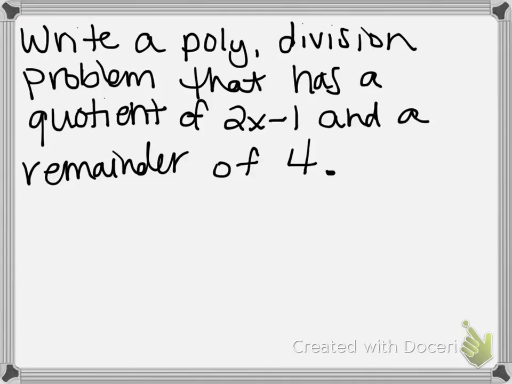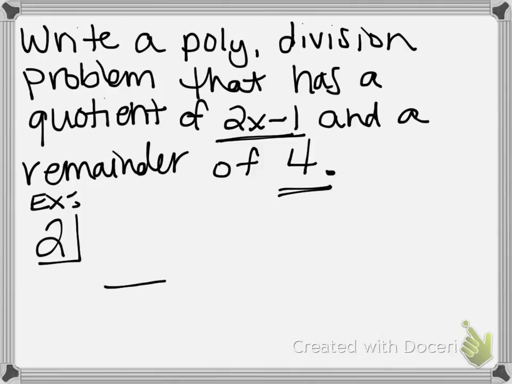So really you can have anything that you want. Your quotient has to be 2x minus 1 and your remainder has to be 4. So what I'm going to do is I'm just going to pick a random number. I'm going to pick 2. So this is just one example of what you could do. Every single person could end up with a different problem, and that's okay. Okay? You just have to have the same answer of 2x minus 1 and 4.